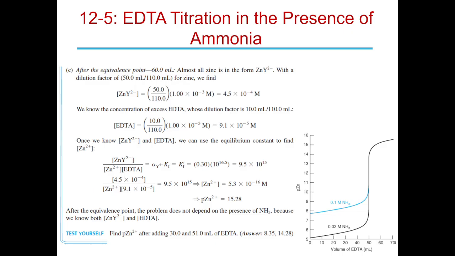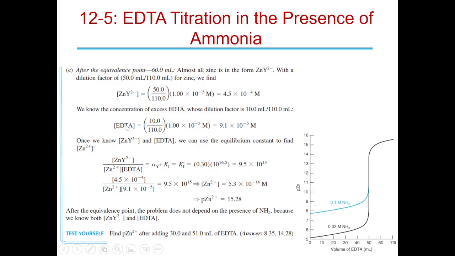C will then be after the equivalence point, which is the 60 mils. Remember that after the equivalence point, almost all the zinc is going to be bound, and so it will be in the form of zinc gamma 2 minus. Don't forget your dilution factor, which will be 50 out of 110. So we go ahead and calculate how much of this we have. 50 over 110. Again, that's that initial concentration of the EDTA and zinc in this case. We don't have to worry about which one's less. So this would then give us that number there.